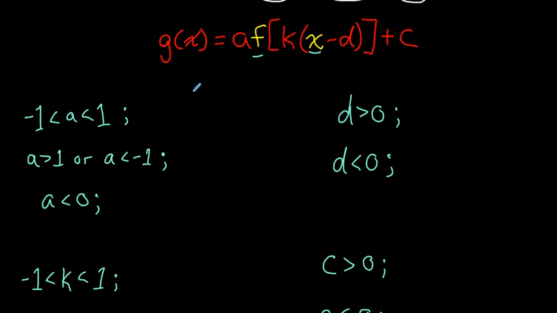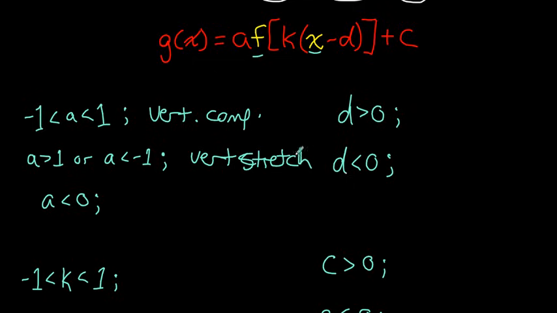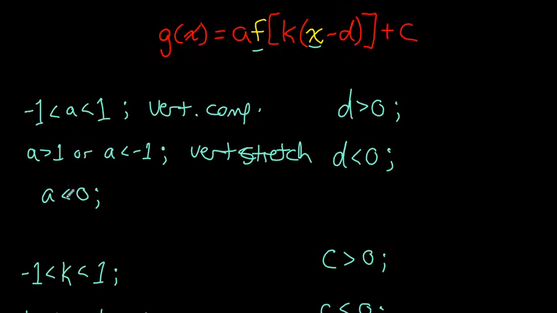So if a is between -1 and 1, we say that that's a vertical compression by a factor of a. If a is bigger than 1 or less than -1, we say it's a vertical stretch by a factor of a. And if a is negative, it's a vertical reflection. The x-axis acts as a mirror, and it's flipped across the x-axis.